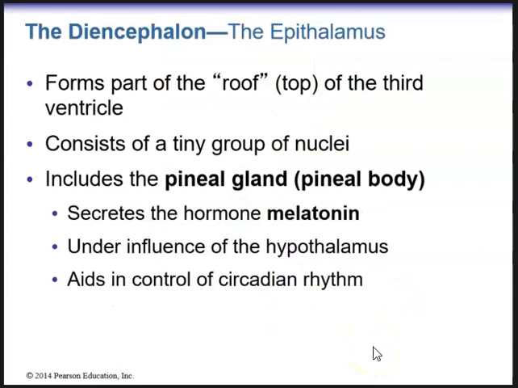Another part of the diencephalon is the epithalamus. The epithalamus forms part of the roof or top of the third ventricle, consists of a tiny group of nuclei, and includes the pineal gland or the pineal body. Pineal gland is important because it secretes the hormone melatonin. Melatonin is that hormone that helps regulate the sleep-wake cycle. So melatonin is a hormone, again, secreted by the pineal gland.